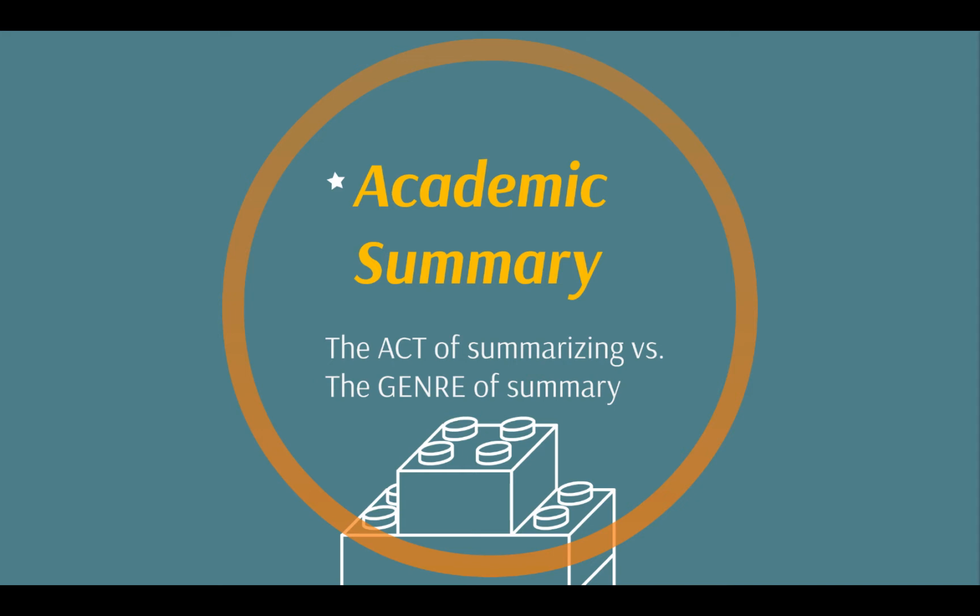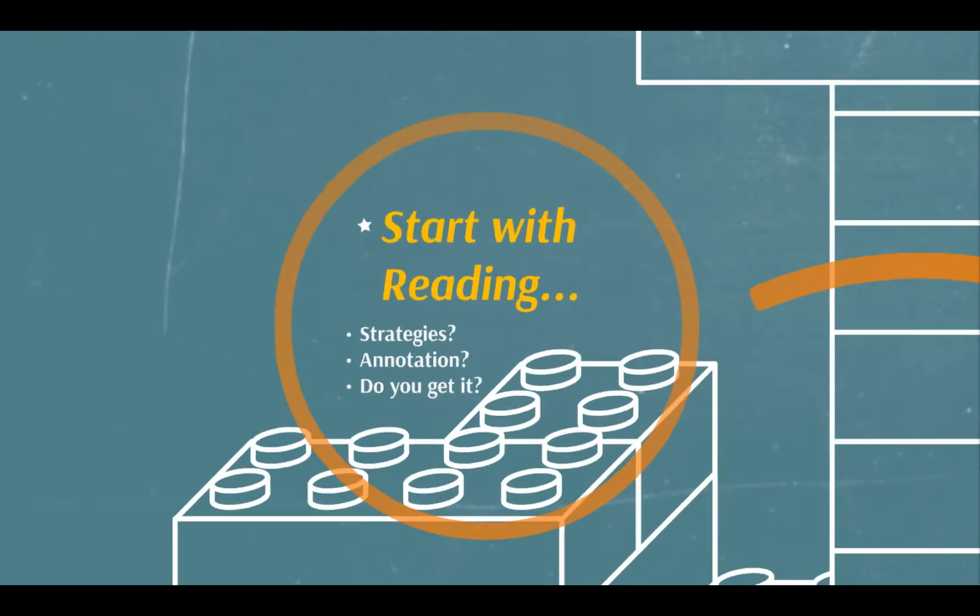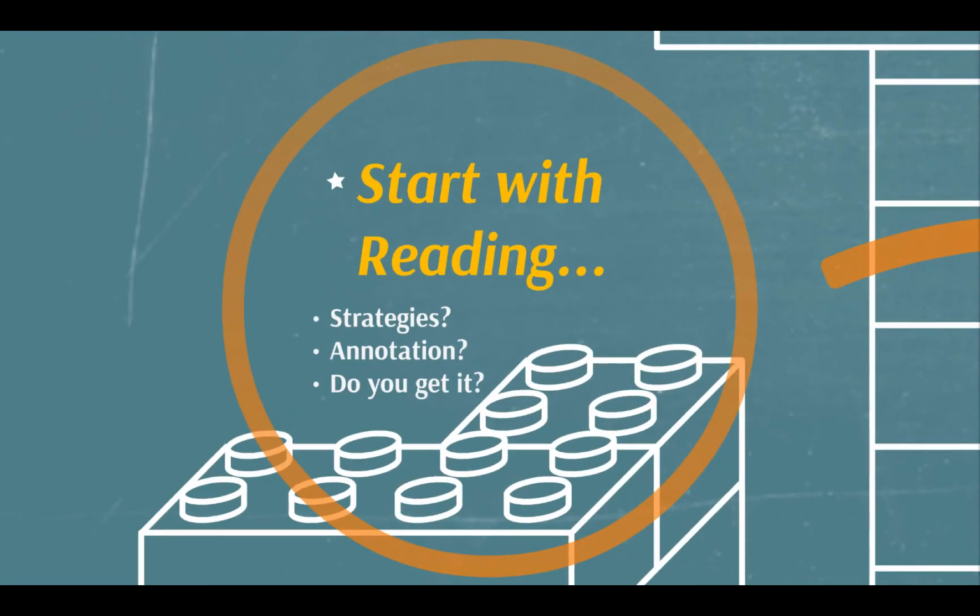But in order to write the genre of summary, we need to engage in the act of summarizing. So let's talk a little bit about how to build this. First step is to start with your reading of the piece that you are going to be summarizing. Engaging critical reading strategies is key here. So annotation may be your go-to strategy. We did have to do that for our class. But there may be other strategies which help you understand the reading. Reading out loud is a great strategy.